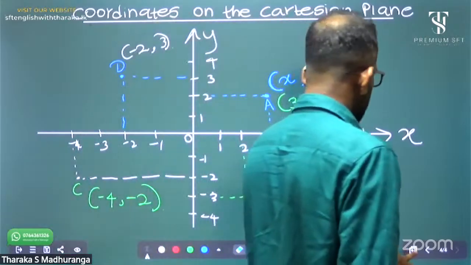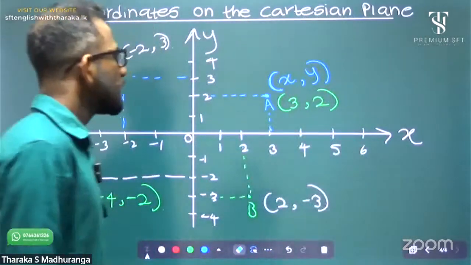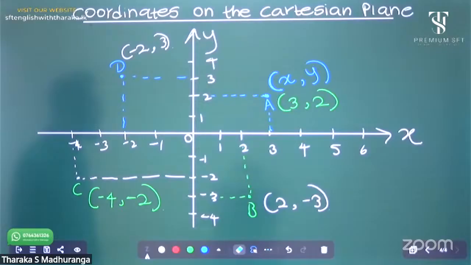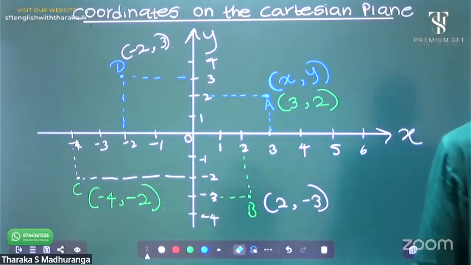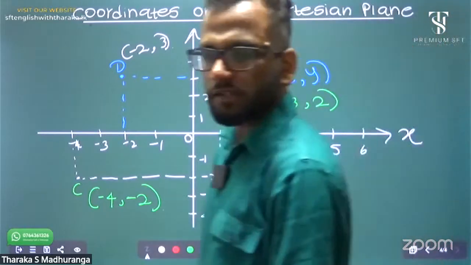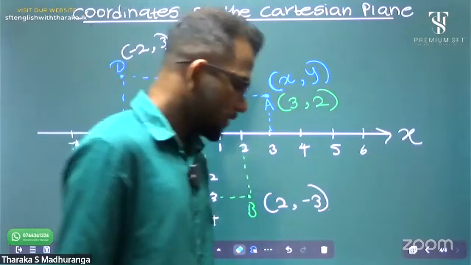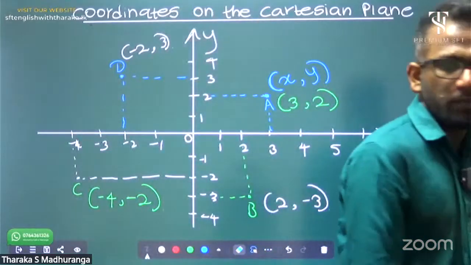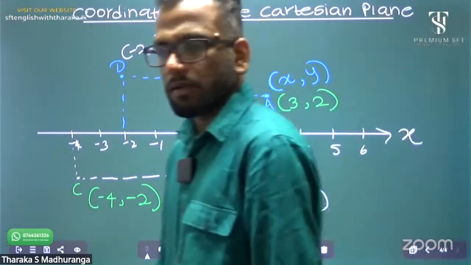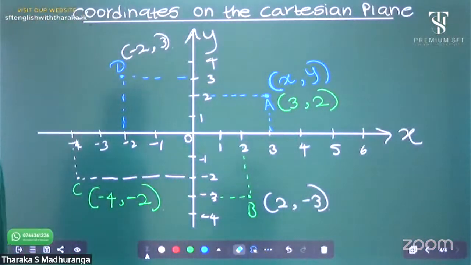Okay, let's move into the next topic. Write down: the distance between 2 points on the Cartesian plane.